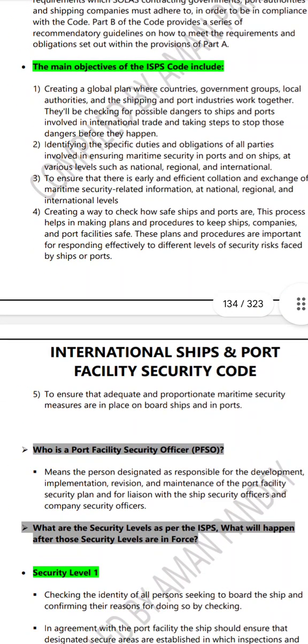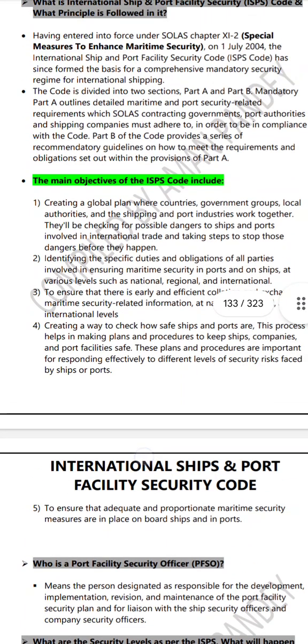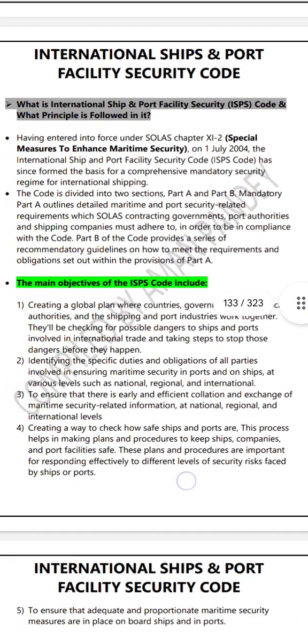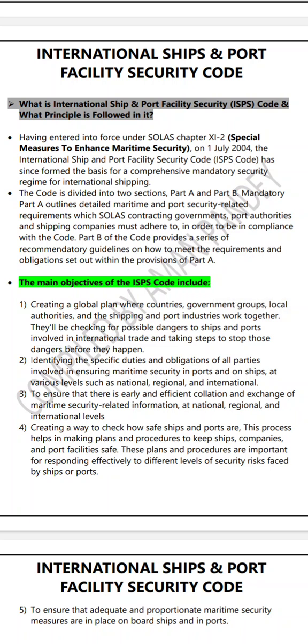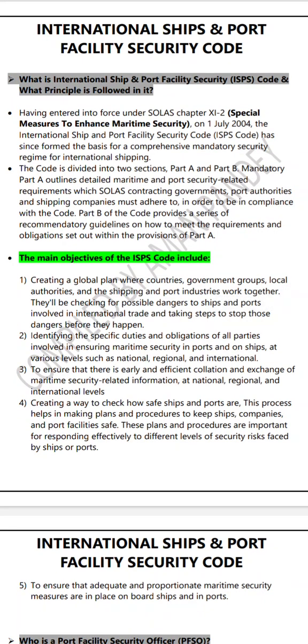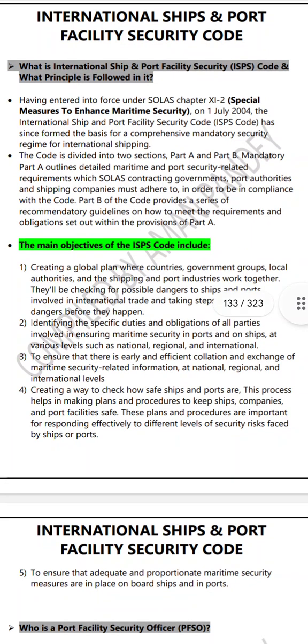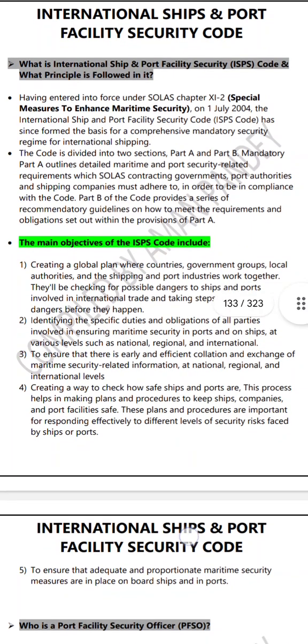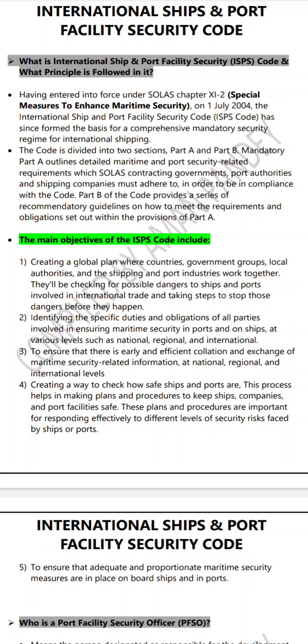So now we have to read what the ISPS code is. Having come into force, like I've told you, in 2004. Special measures to enhance maritime security. The code, called the SOLAS ISPS Code, has since formed the basis of a comprehensive mandatory security regime for international shipping. The code is divided into two sections, Part A and Part B. Mandatory Part A outlines detailed maritime and port security related requirements which SOLAS contracting governments must adhere to in order to be in compliance.